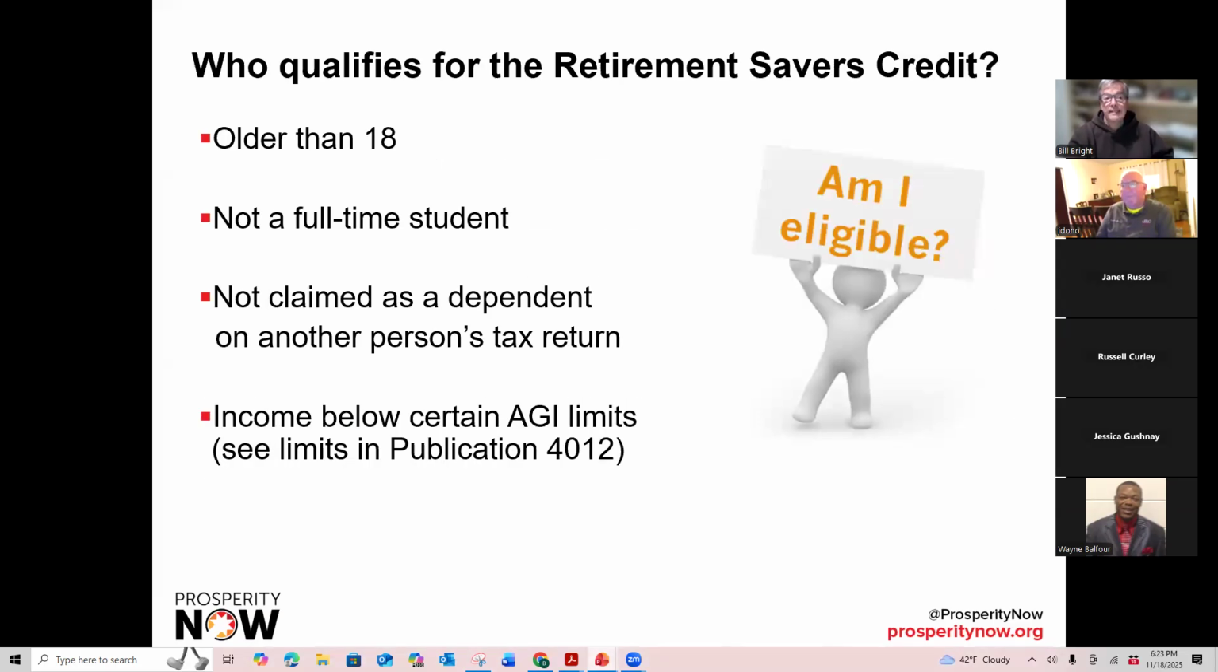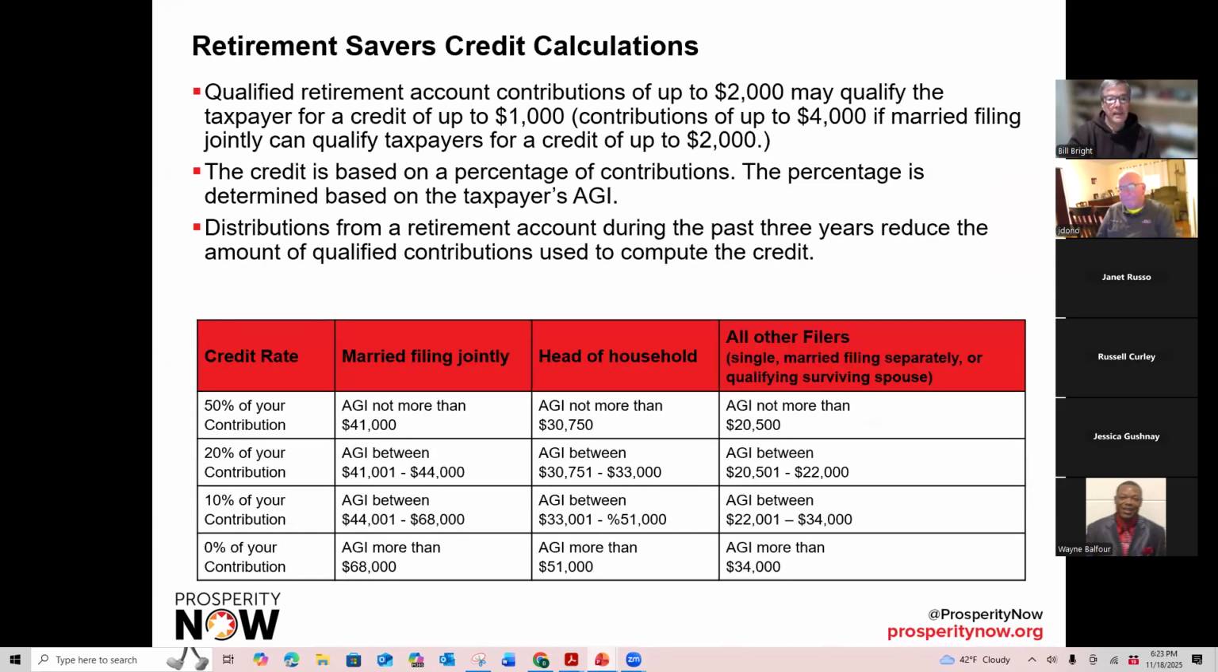Again, they must be over 18, not a full-time student, not claimed on someone else's tax return. So we're talking more like a working adult now, okay? And below certain AGI limits, which is generally well within what we see. I'm not sure exactly if the graph here at the bottom is updated. I didn't get to this one, but you don't get a full credit for how much you contribute. It's a percentage based on what you contribute and against your income range.